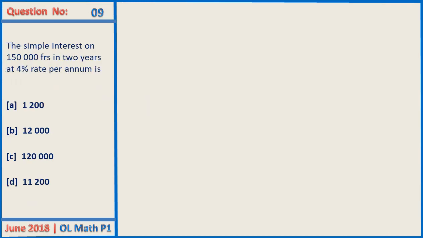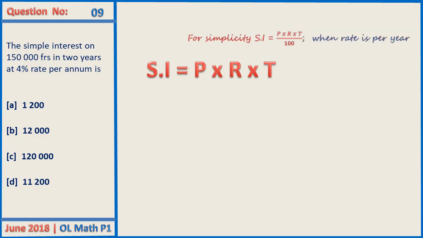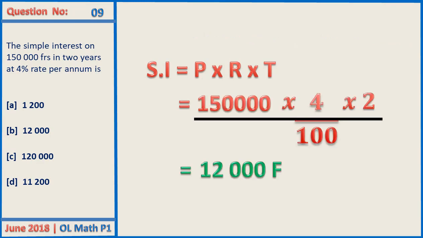Question 9. The simple interest on 150,000 for 2 years at 4% per year is, simple interest is written as principal times rate times time. For simplicity, simple interest is written as principal times rate times time divided by 100 when the rate is per year. But note, if the rate is not per year, the formula will not be correct. So this gives us 150,000 times 4% times 2. And when we simplify, we have 12,000 francs. That's the simple interest. The key here is B.